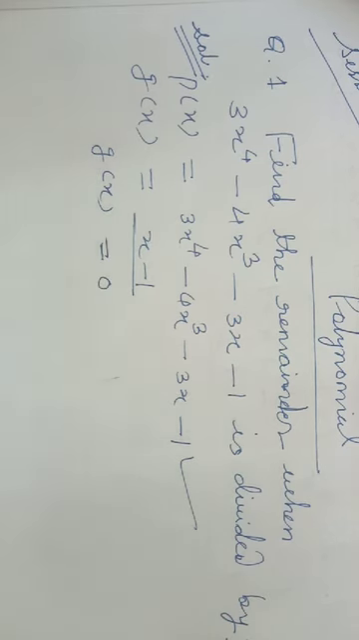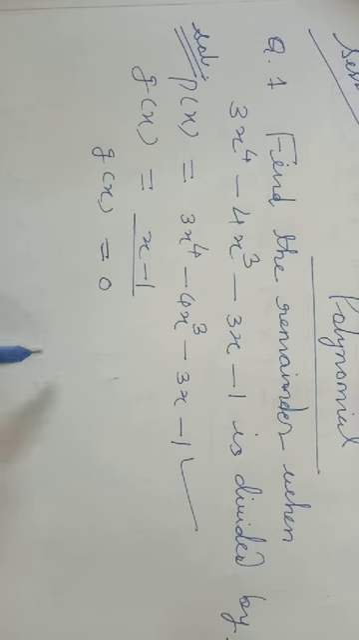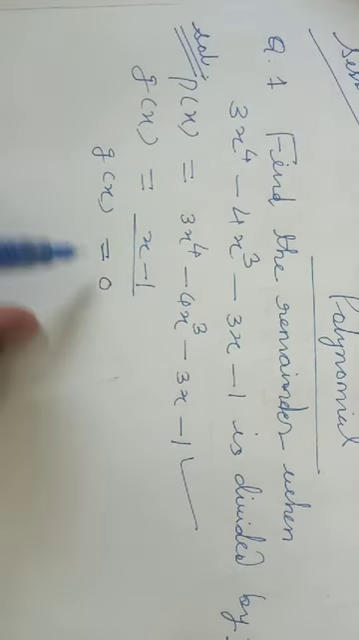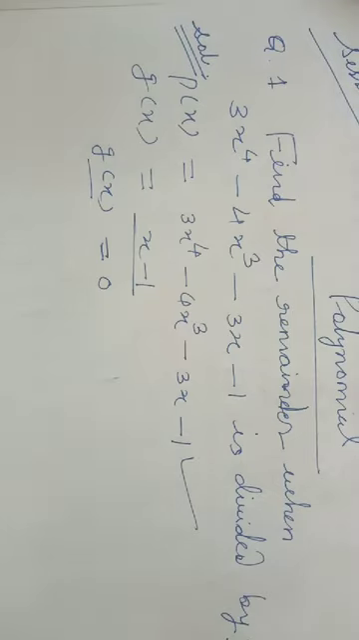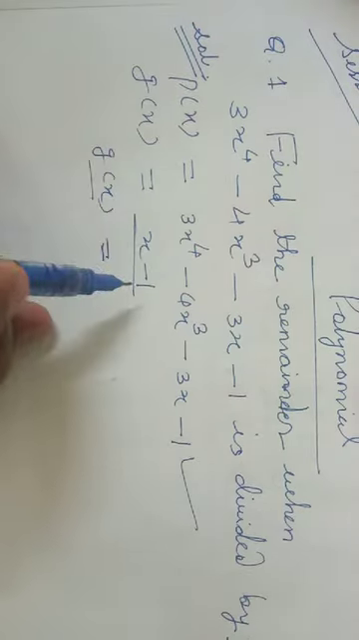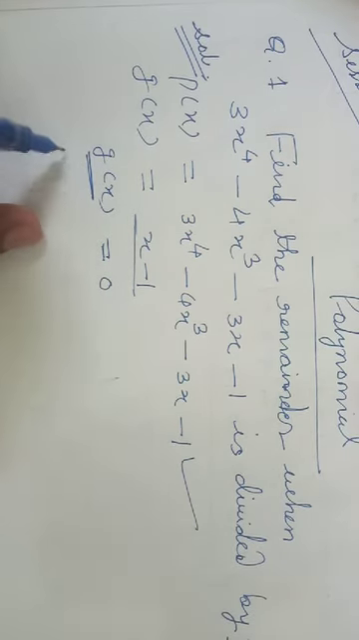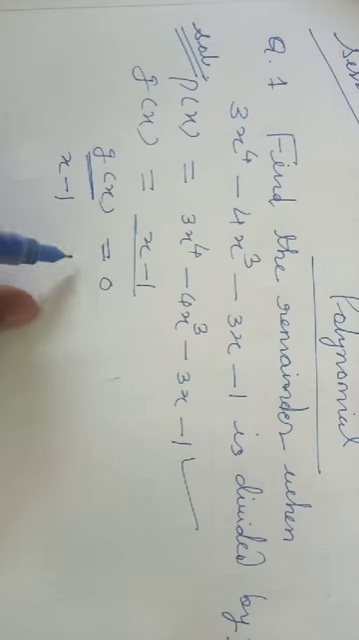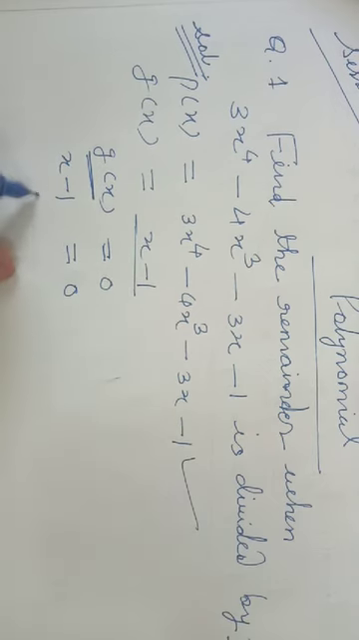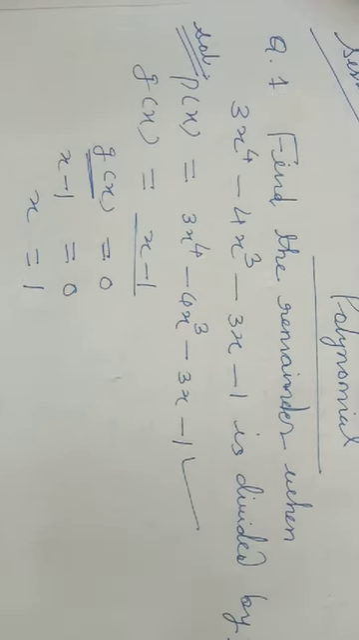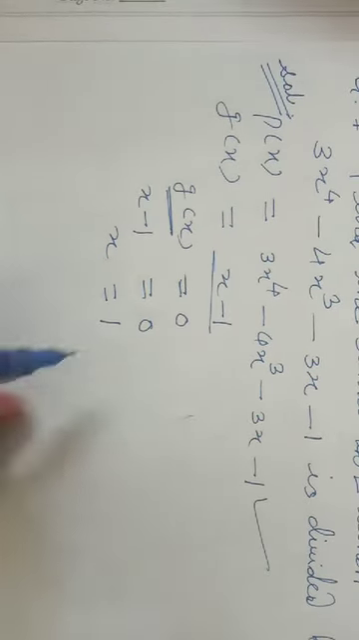g of x is equal to 0 means, what value of x should we substitute in it so that g of x becomes equal to 0? That value is the zero of that polynomial. So what is g of x? x minus 1 is equal to 0. So x is equal to, shift the 1 to that side, the sign will change, x is equal to 1.